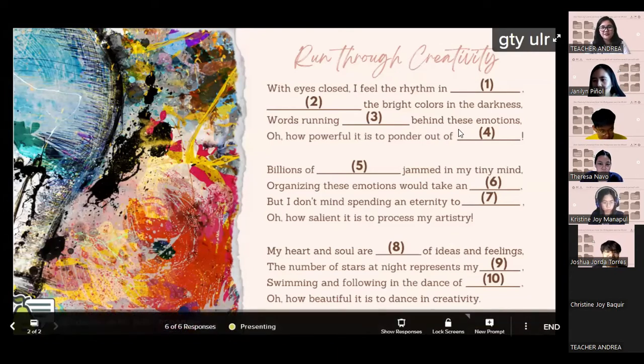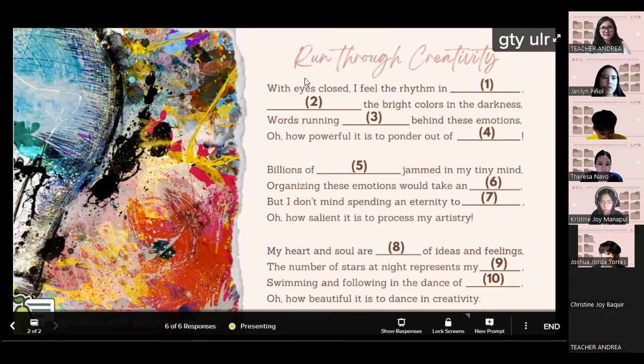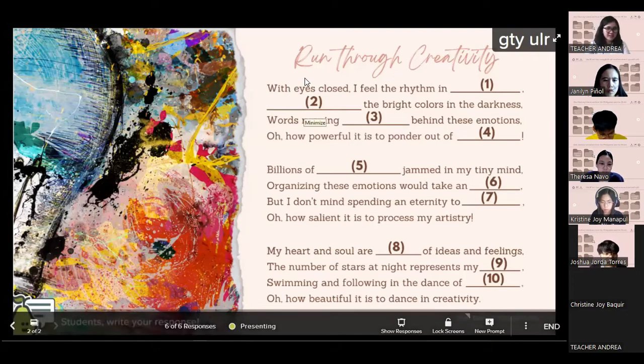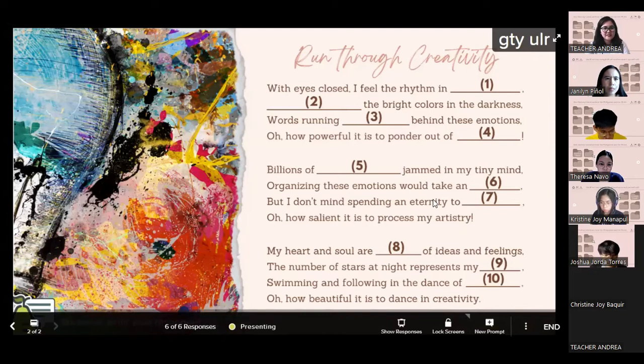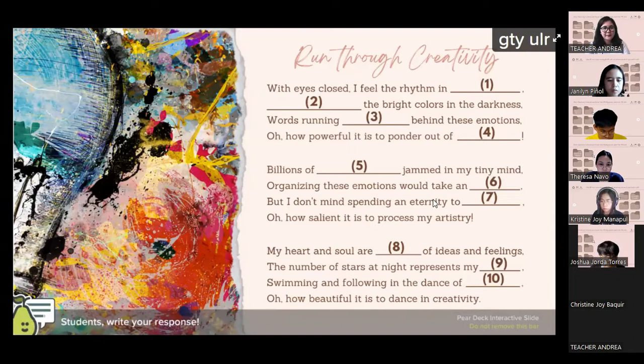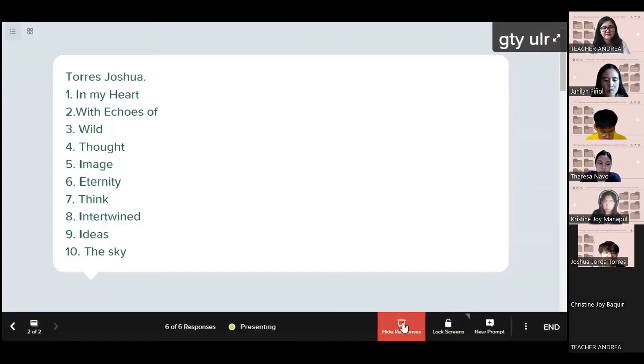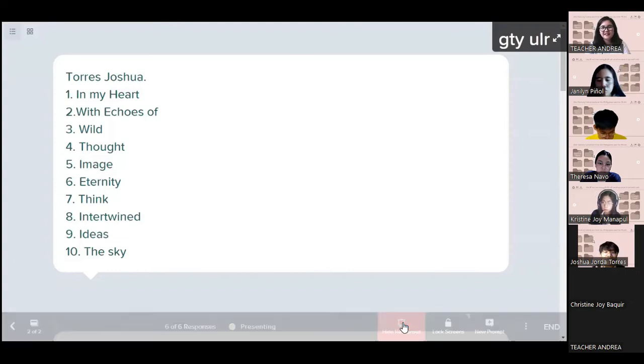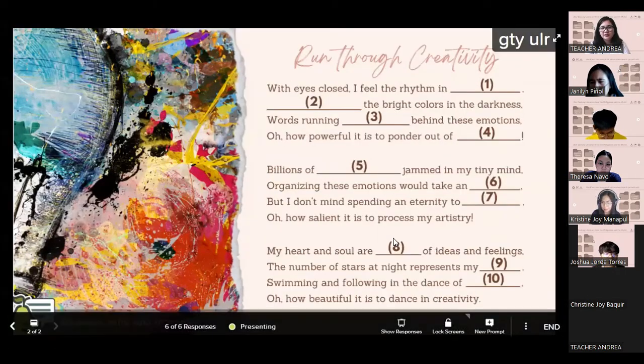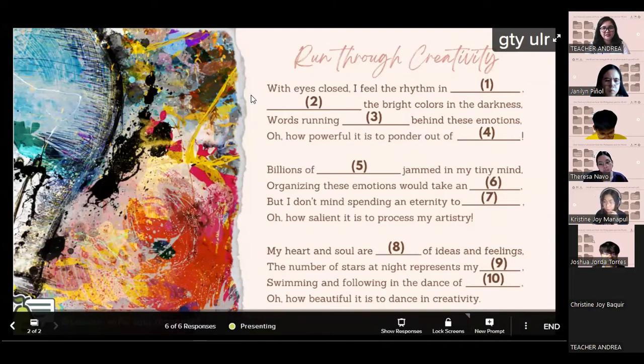I can also see Christine's answer. How about the others? Did you already input your answers in the peer deck? Let us see. There's another answer. So again, Christine, can you read the poem using the words or the phrases that you input on our chat box?